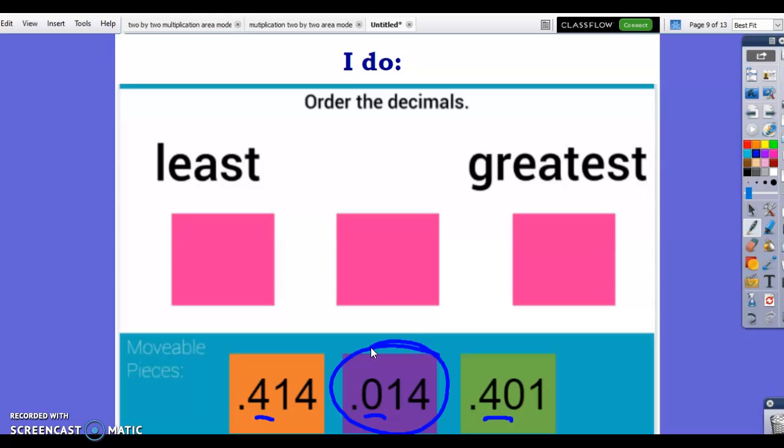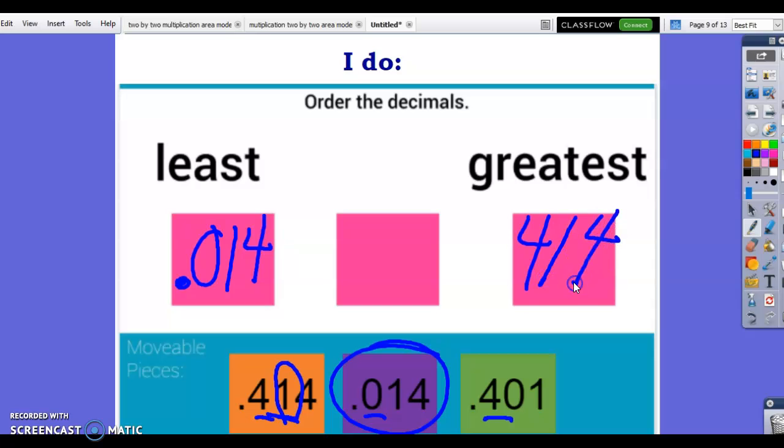Again, you're just watching on these. If you want to write them down, you can. But your first one's going to read 14 thousandths. Your second one, now we have 414 and we have 401. The 1 in the hundredths place tells us that 414 thousandths is my greatest. And then this number right here, 401 thousandths, goes in the middle.